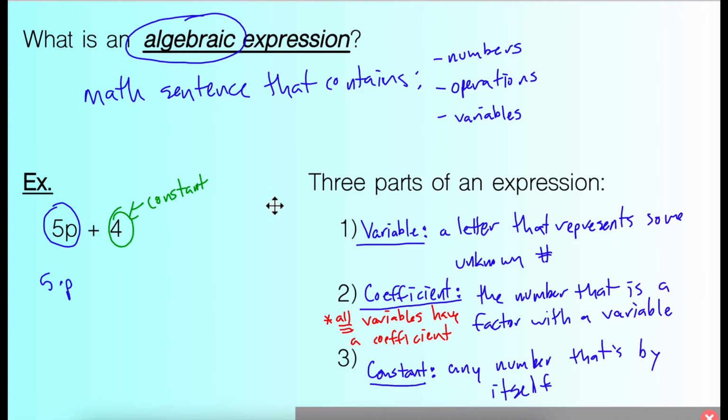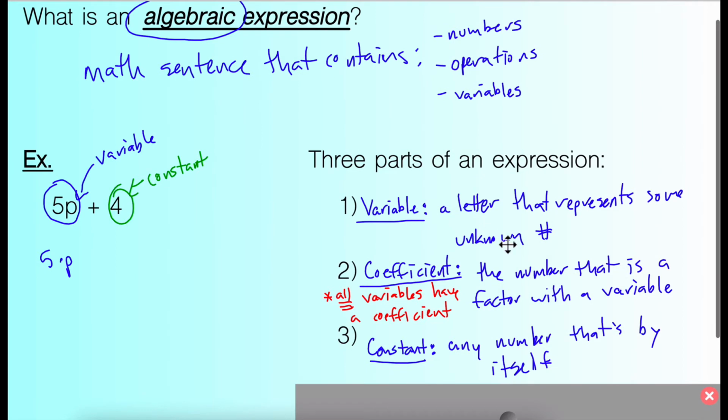Don't get too hung up on these words, but I'm going to be using them, as will all of your math teachers going forward. And when they refer to a variable or a coefficient, it's a big word, or constant, you want to know what they're talking about. Constant, the number by itself. The variable is the letter, so in this one that would be p. And a coefficient is the number being multiplied by the variable. In this case, that would be 5. That would be our coefficient.